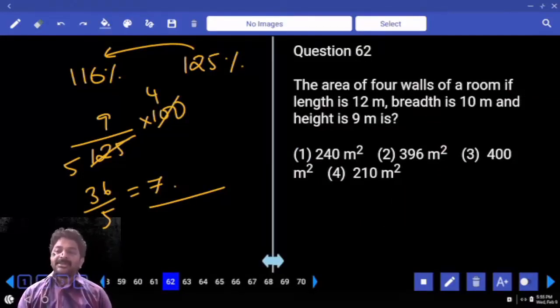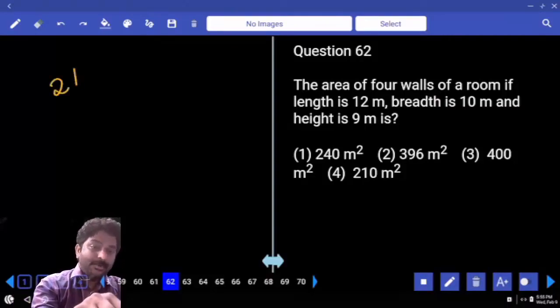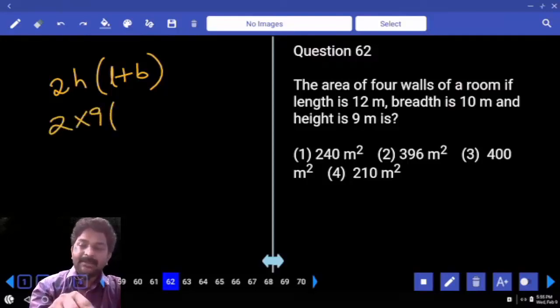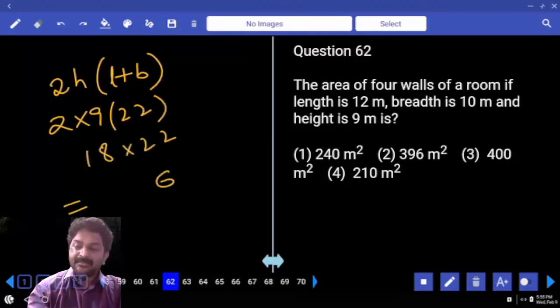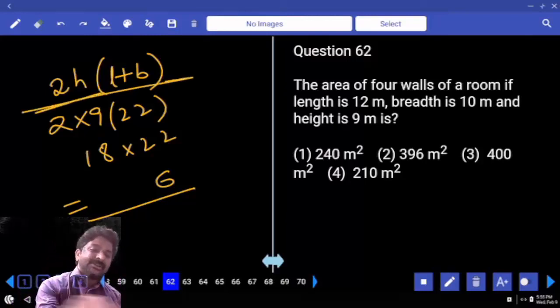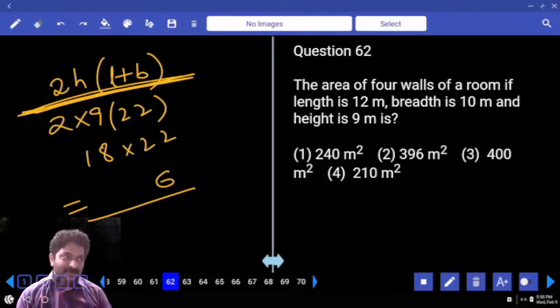The area of the four walls of a room of length 12 meters, breadth 10, and then height. What is the area of the four walls of the room? 2 height into L plus B. Correct. Come on. Right. 2 into 9 into L plus B, that is 22. 18 into 22. Answer must end with 6. Otherwise, when you see 2H into L plus B, height is 9, which is a 9 multiple. Answer must be 9 multiple. When you go there, options, there is only one 9 multiple available. Second option, final answer.